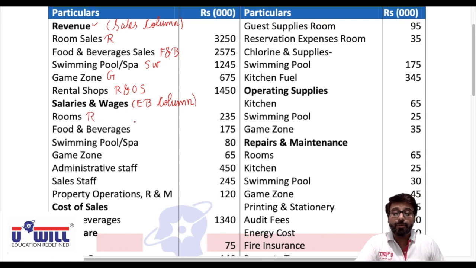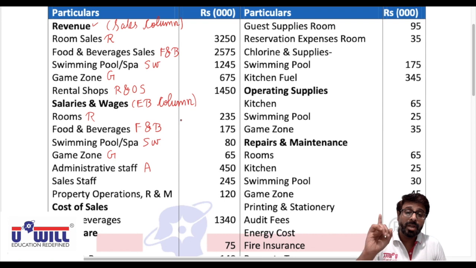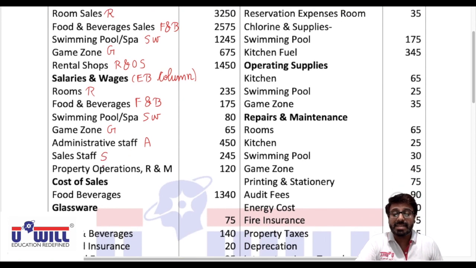Rooms, food and beverages, F&B, swimming pool and spa, SW, game zone, G, administrative staff, A, but again that will directly come in employees benefit column. Note we have to make only for other expenses. Sales staff, S, directly in employees benefit column. Property operations, repairs and maintenance staff salaries and wages, POM, property operation and maintenance charges, but directly in employees benefit column.